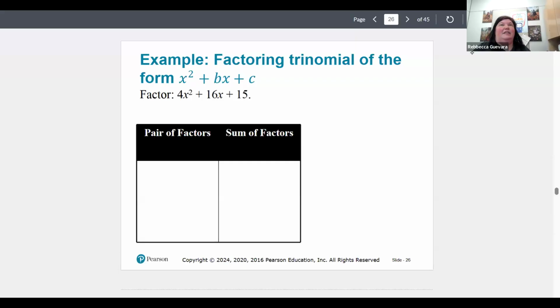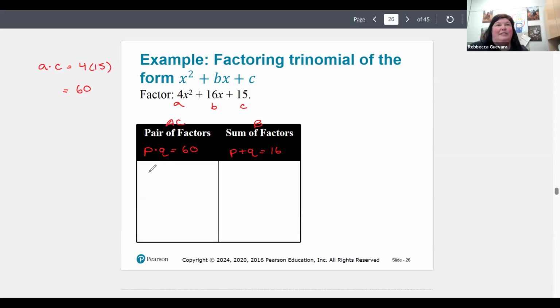Okay, so we're going to try this again. You usually find after about 2 or 3 times of doing this, people start picking up the method and you start feeling better about it. So A, B, C. So we want our A times C. So that will be 4 times 15. So that will be 60. So I need two numbers to multiply to give me 60. And then they're supposed to add together to give me this B. So they're going to add to give me that 16. So we need a pair of factors to give us AC, but sum to give us B.